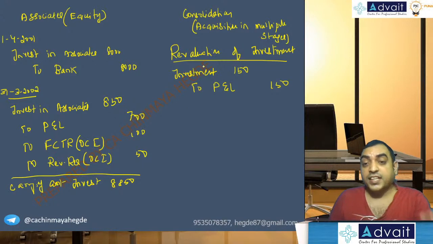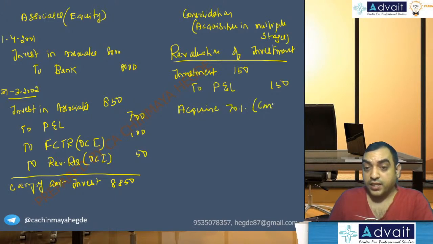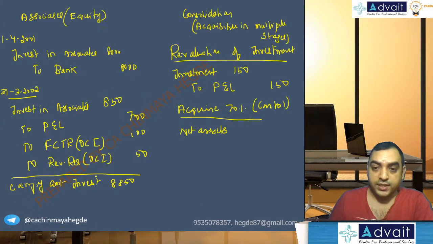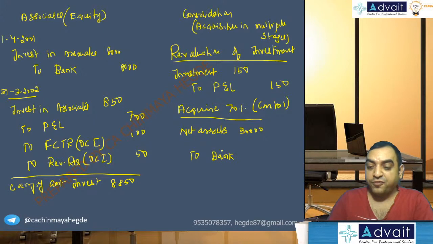Okay. Now this is revaluation of investment. Then you acquire the balance 70%. That means now you are getting the entire control. So what is the entry going to be passed for acquisition? You are going to pass net assets account debit. What is the fair value of net assets? Fair value of net assets 30,000. Then to bank, what you paid for? You paid 25,000.